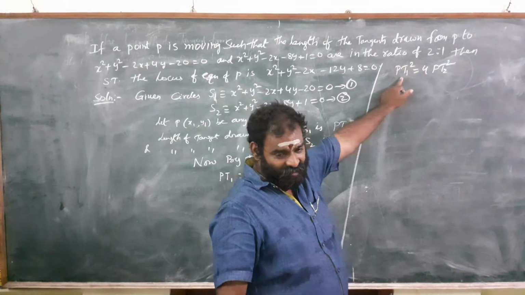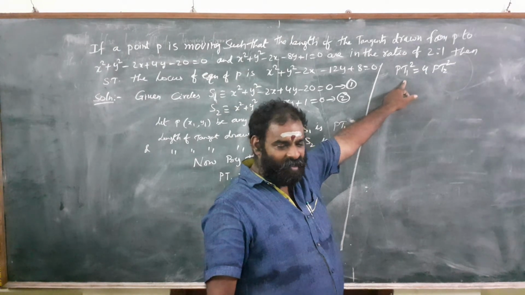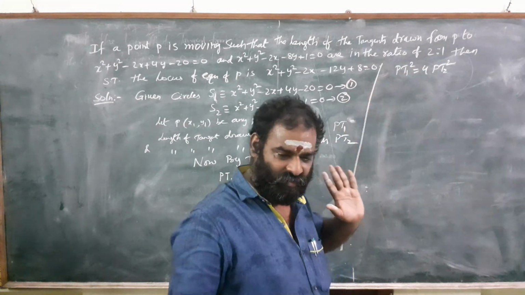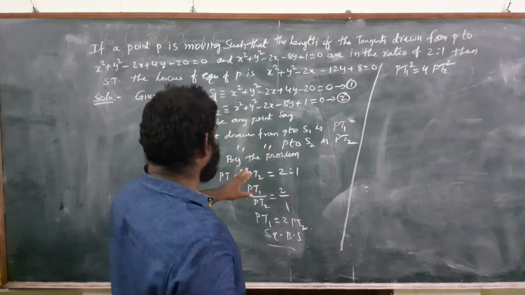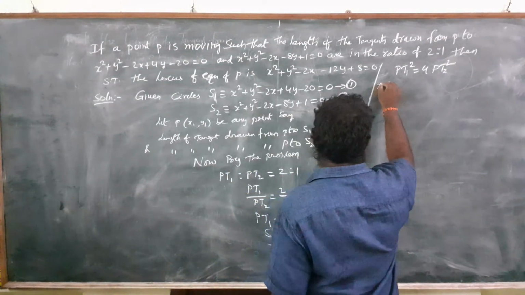Understand or not? PT1 means the length of the tangent from P to S1. What is that formula? Root S11. But here there is a square, so you have to cancel the root. So S11. S11 means you have to substitute P(x1, y1) in this equation. Then what do you get?